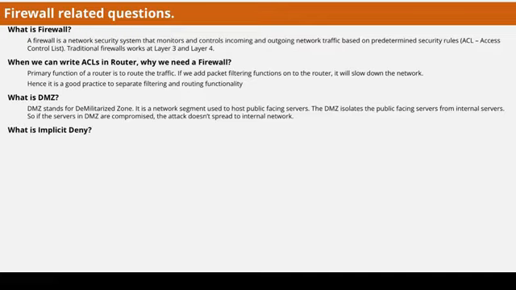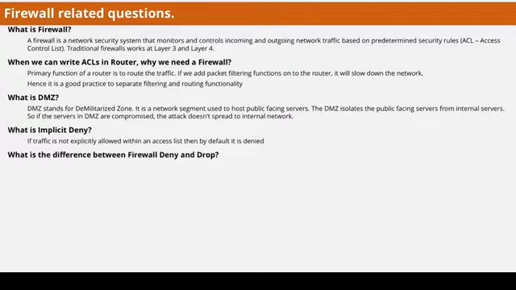What is implicit denying? By default, if the traffic is not explicitly allowed within an access list, the firewalls are configured to drop the connection. This is implicit denying.